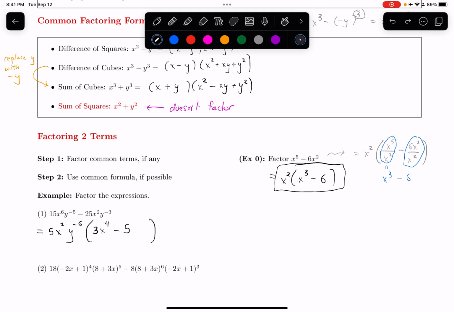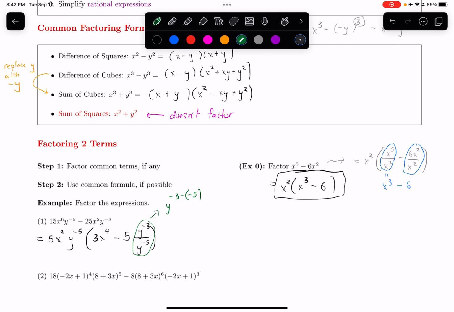This is where I'm going to use this idea from before. I'll write what I have currently, which is y to the negative 3, and then I'll divide it by what I just factored out, which was y to the negative 5. Then I'm going to simplify it. When I simplify, y to a power divided by y to a power means I subtract the powers. I'll get y to the negative 3 minus negative 5. So the double negative becomes a positive, and that becomes y squared.